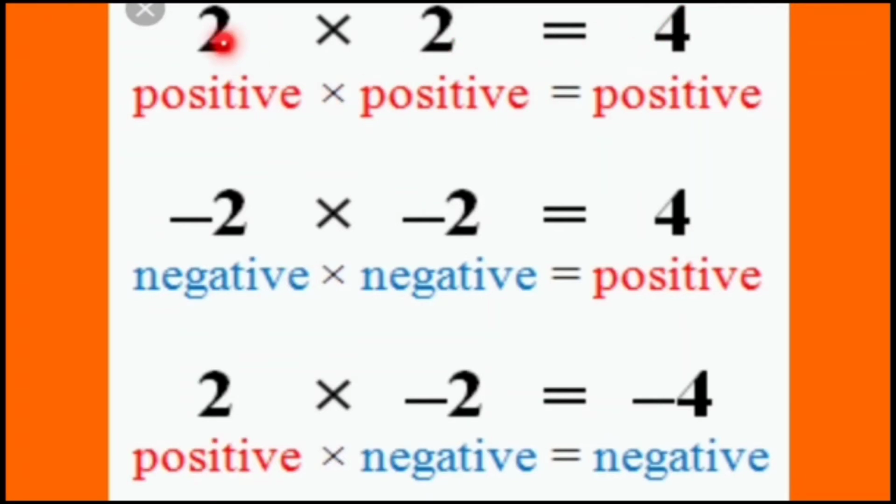First you have to multiply these two numbers. 2 into 2 equals 4, and both are positive, so the answer also will be positive. Here we have two negative integers. First multiply these two numbers, and when you multiply negative into negative, the answer will be positive. Here we have one positive integer and the other one is negative. When you multiply a positive with a negative integer, the sign will be negative.